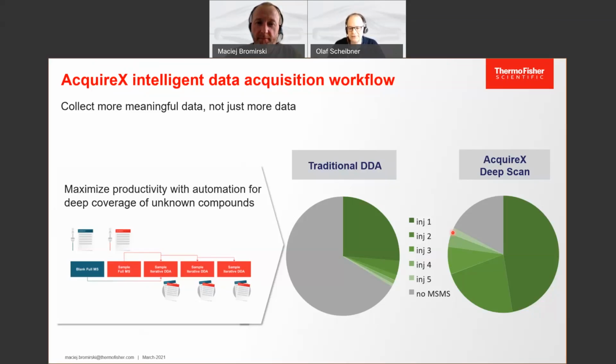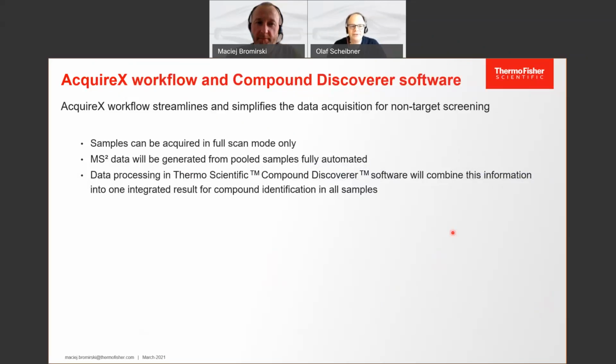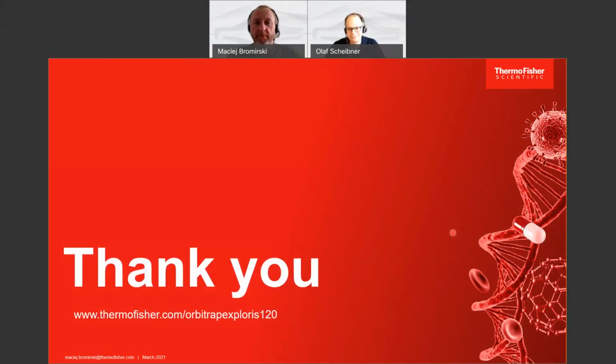In order to have your non-target screening as effective as possible with as little input from your side as you can even think of: with AcquireX, the sample is run as full scan only, even with polarity switching, so you save time because you save numbers of injections. The MS2 spectra will be generated automatically from pool samples, and the data processing is then done in Compound Discoverer software, which is a little bit too much to cover today. So we will have another go in this series pointing out what Compound Discoverer software can do with this data for you. So with that, I thank you very much for your attention.